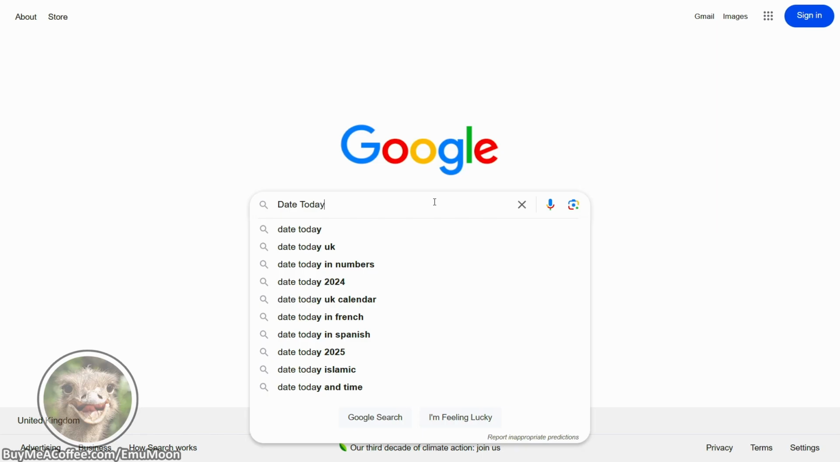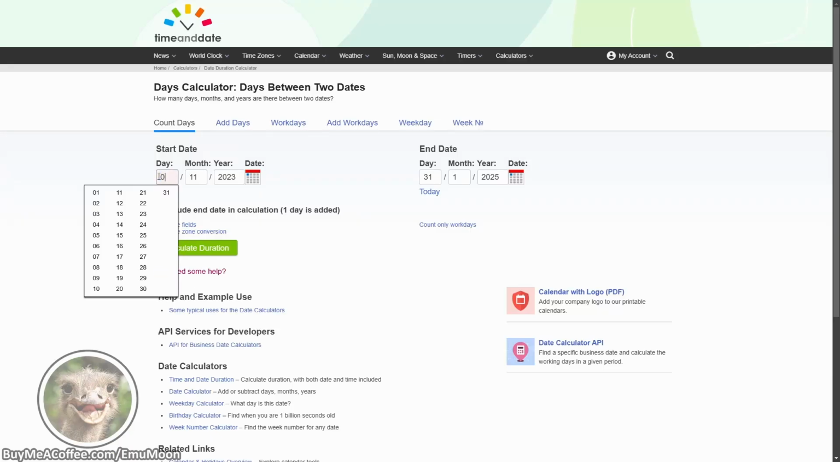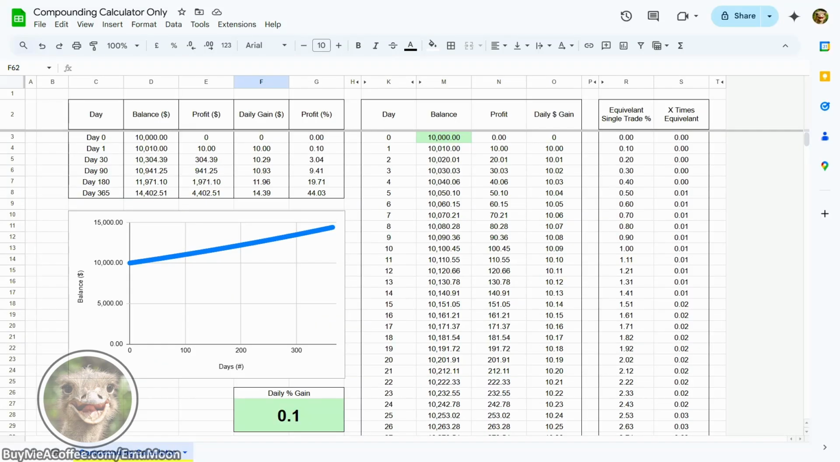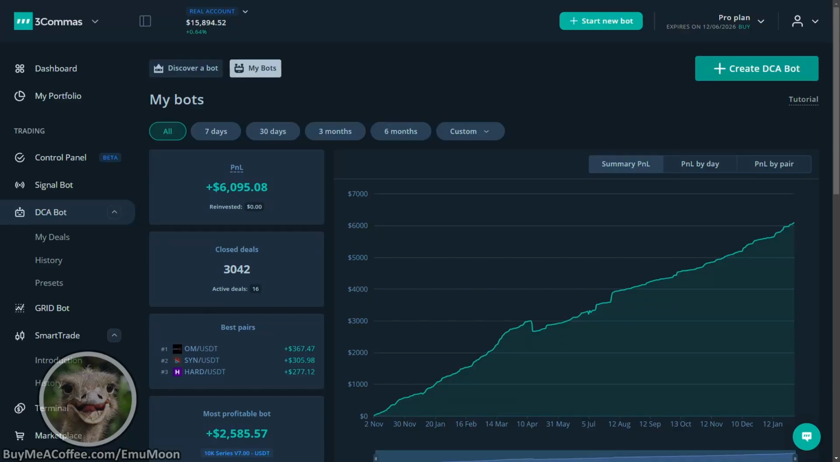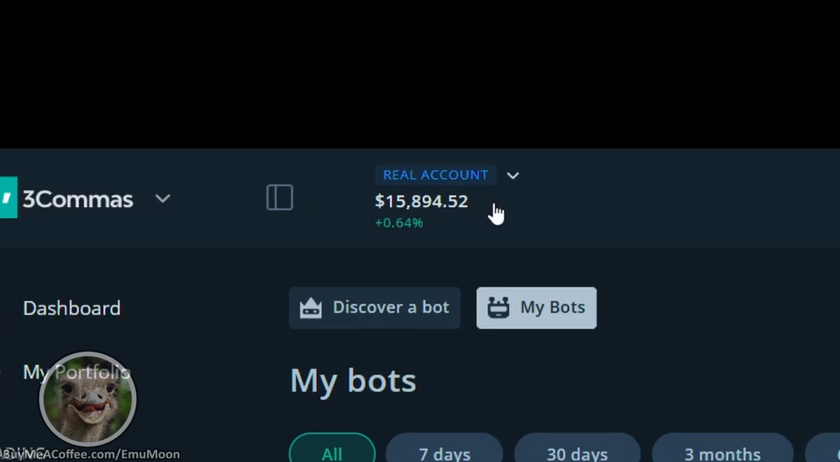Today is the 31st of January 2025, and we started the 10K Trading Series on the 1st of November 2023. So it's been 457 days since starting this series. We started with a bank balance of 10,000 US dollars, and today the balance stands at around 15,800. So we're up around 58 or 59%.